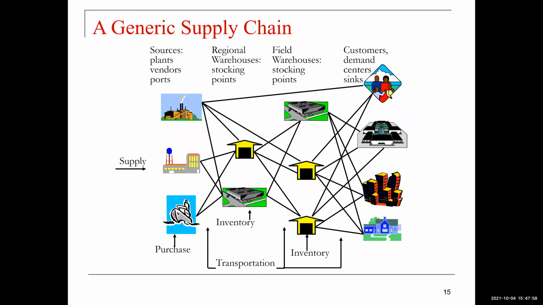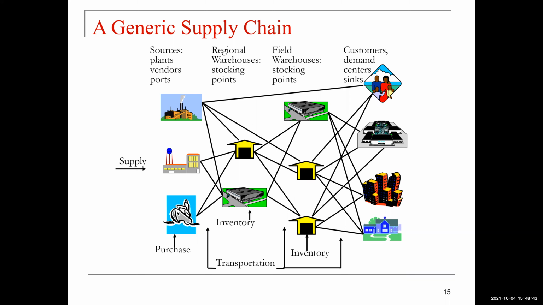In a generic supply chain, we have the supply, which has the sources, which are the plants, the vendors, the ports. We have regional warehouses. These are stocking points. We have field warehouses, also stocking points. And then at the end of the chain, we have the customers, the demand centers, and the sinks. Customers are not necessarily only the persons who are buying these products. You can have a customer that could be a supplier for another piece of the supply chain. So they're buying product from you, and then they're supplying some of their products to other people in the supply chain.